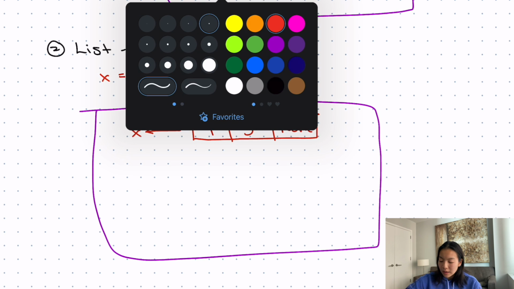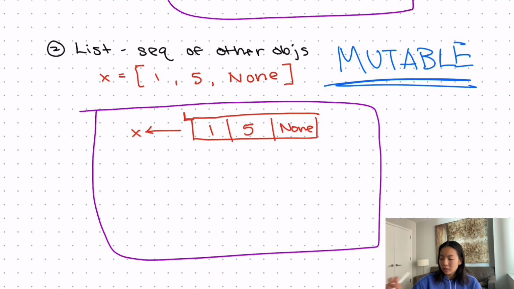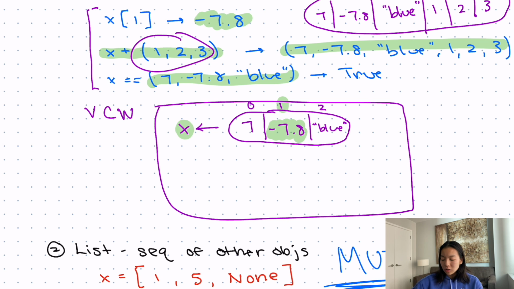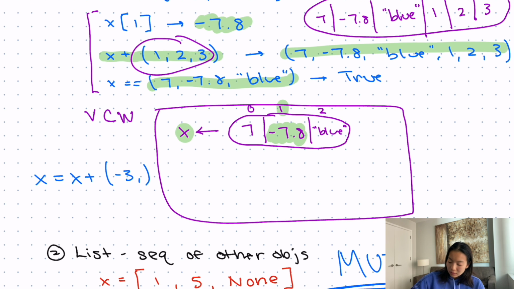Okay, so let me emphasize to you that lists are mutable, okay? And tuples are not. What that means is that if I wanted to come over here and literally just expand the list and add something new here, I could. But in a tuple, I'm not allowed to do that. In a tuple, I would have to redefine x as being x plus that tuple. So -3, and I need this comma to denote that it's a tuple. So I would need to do something like this.